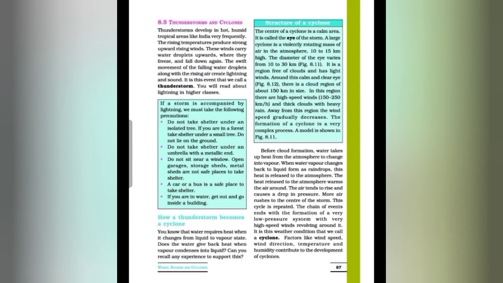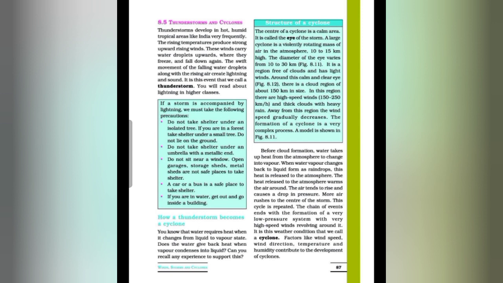The rising temperature produces strong upward rising wind. These winds carry water droplets upward, where they freeze and fall down again. The swift movement of the falling water droplets along with the rising air creates lightning and sound. It is this event that we call a thunderstorm. You will read about lightning in higher classes. If a storm is accompanied by lightning, we must take the following precautions.